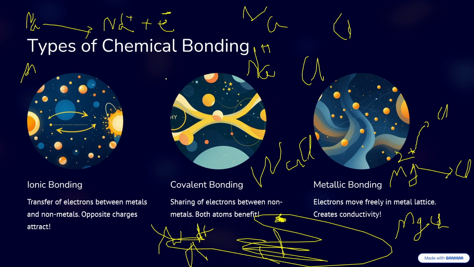Next, covalent bonding, sharing of electrons between non-metals. Both atoms benefit. If I take the example of chlorine, which is a non-metal, a gas, it has 7 electrons in its valency shell. I'm just using an X mark here. If you are seeing this X and X. Now same here also, X and X, 6 electrons are here, 6 and here 6. So now this 7, there are 7 electrons.